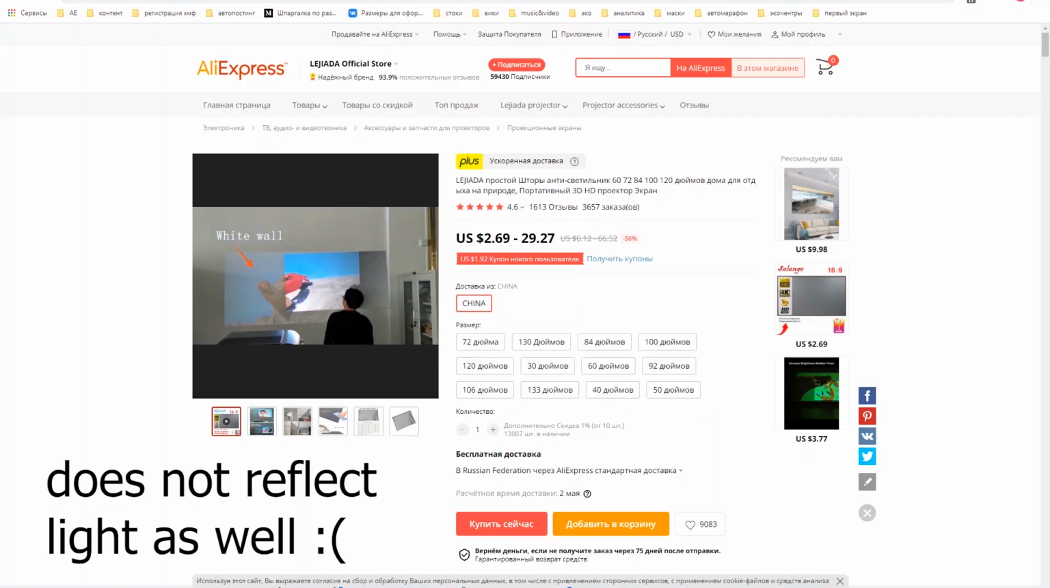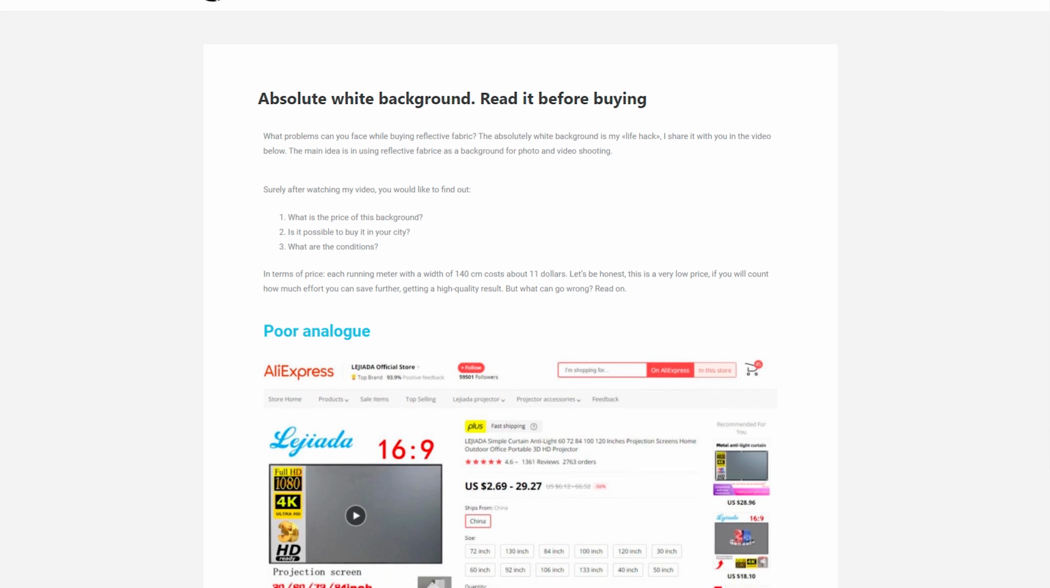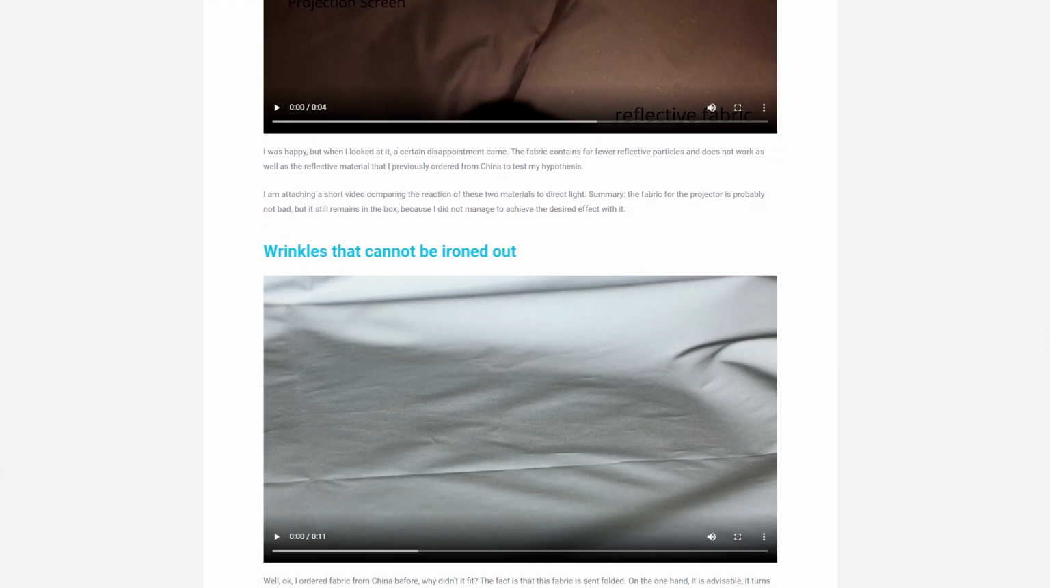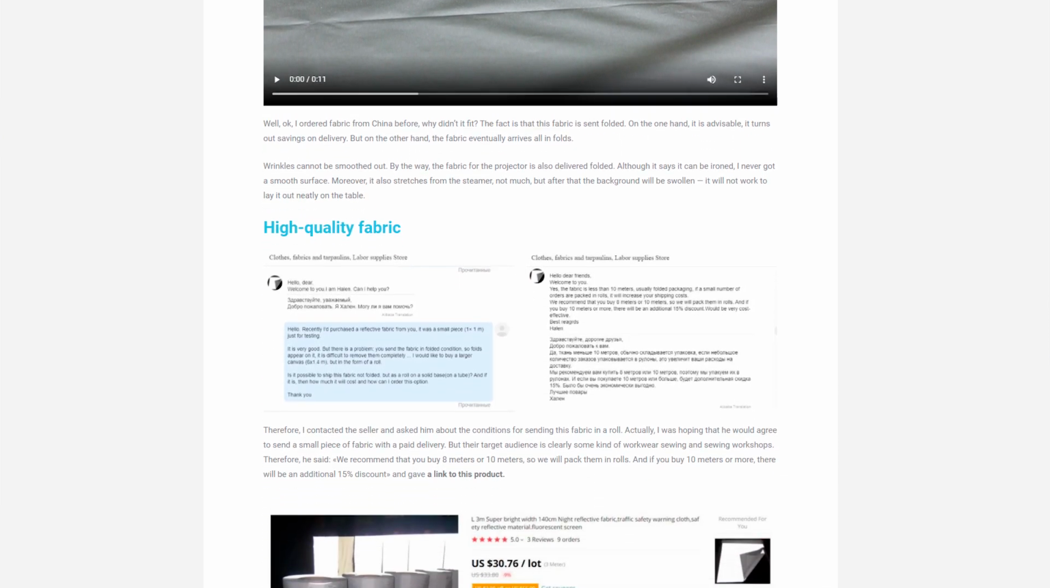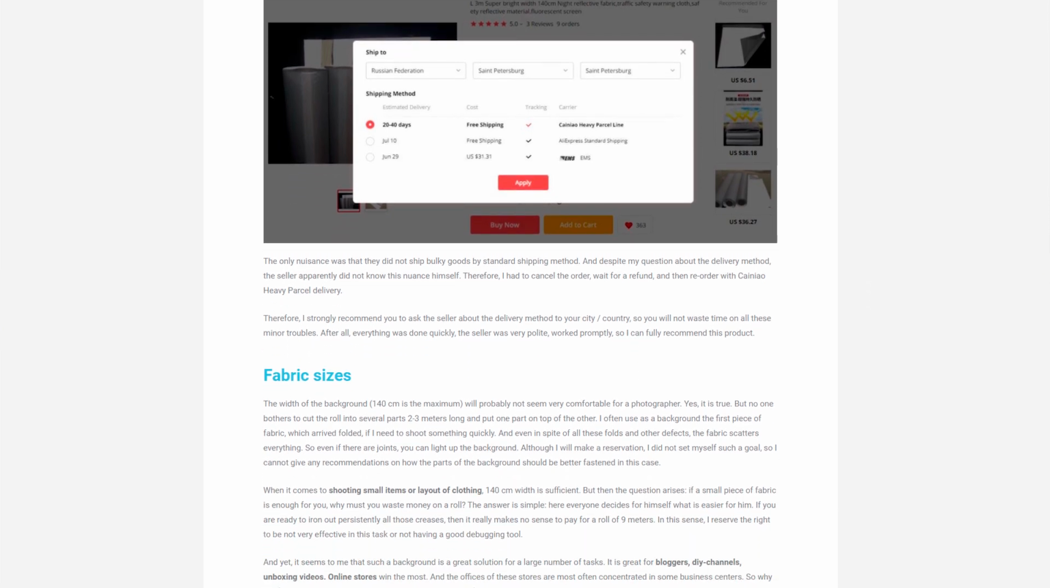For example, you can also buy a screen for a projector. It can even be sold in your city, but it doesn't reflect light so well, which means that there is no point in spending money on it. There are some other problems, so when you decide to purchase this fabric for yourself, do not forget to read my article. Or wait for the time when photo brands will pick up the idea with this background and start selling it. By the way, if you are representing a photo brand and you liked my idea, don't hesitate to write to me. I have other ideas and I'm open to cooperation.